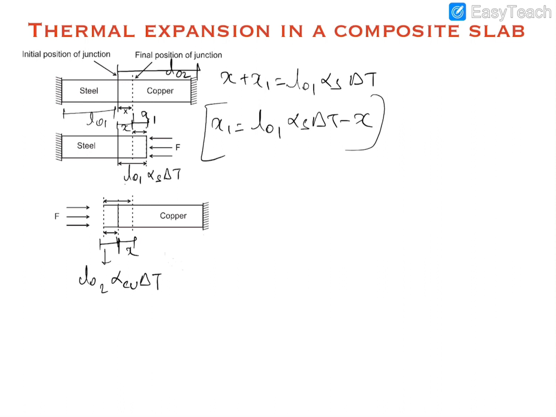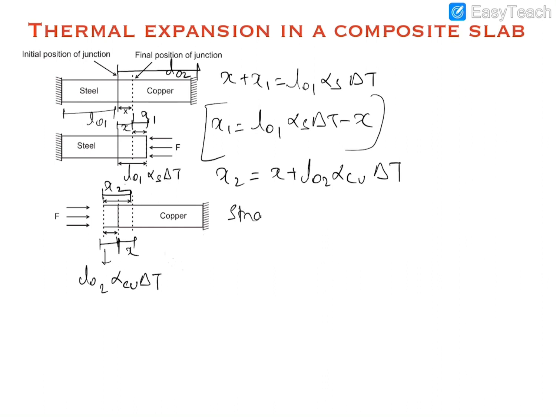Due to the presence of steel, the steel would be applying some force on the cross section of the copper, due to which the copper would experience some deforming force. Due to this force, the junction should have expanded till this level, but it has been compressed till this level. So this is the restricted length x2. x2 in this case would be equal to x plus L02 alpha copper delta T. So we have to calculate the restricted lengths in both cases.